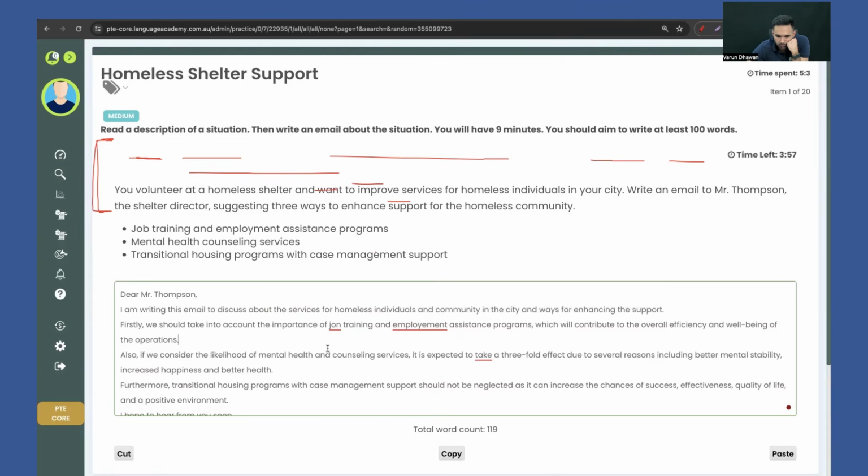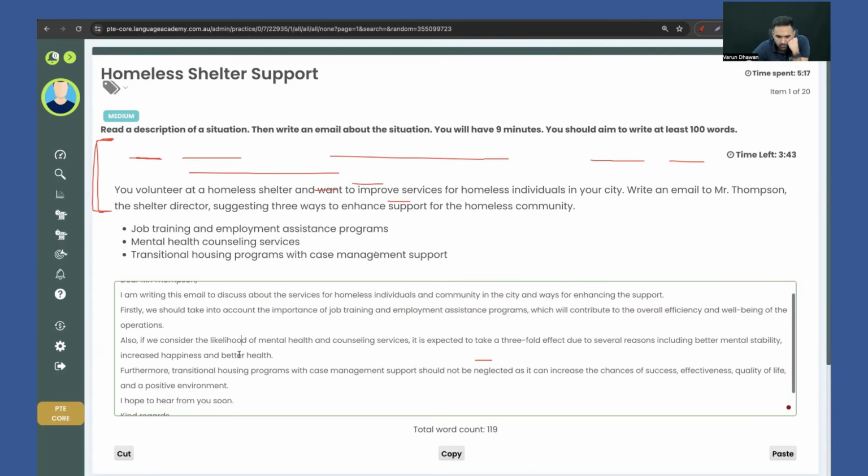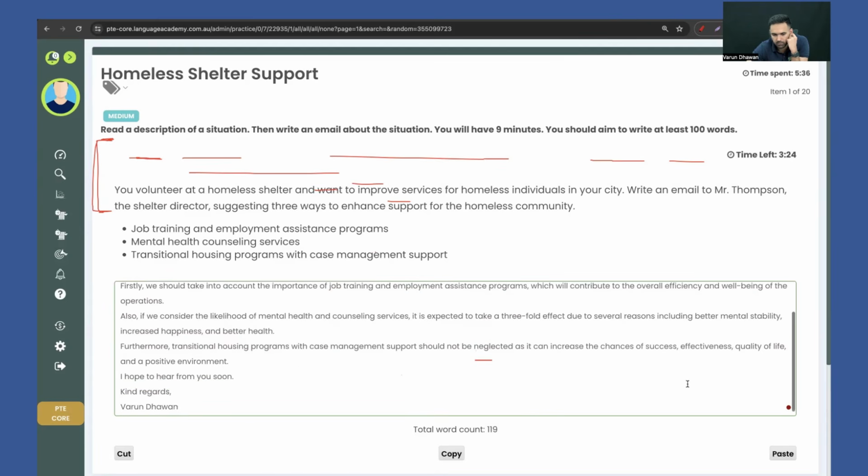Firstly, we should take into account the importance of job training and employment assistance programs here, which will make sure you put commas and everything, which will contribute to the overall efficiency and well-being of the operations. Also, if we consider the likelihood of mental health and counseling services, it is expected to take a threefold effect due to several reasons, including better mental stability, increased happiness, and better health. Furthermore, transitional housing programs with case management support should not be neglected, as it can increase chances of success, effectiveness, quality of life, and a positive environment. I hope to hear from you soon. Kind regards, and your name.